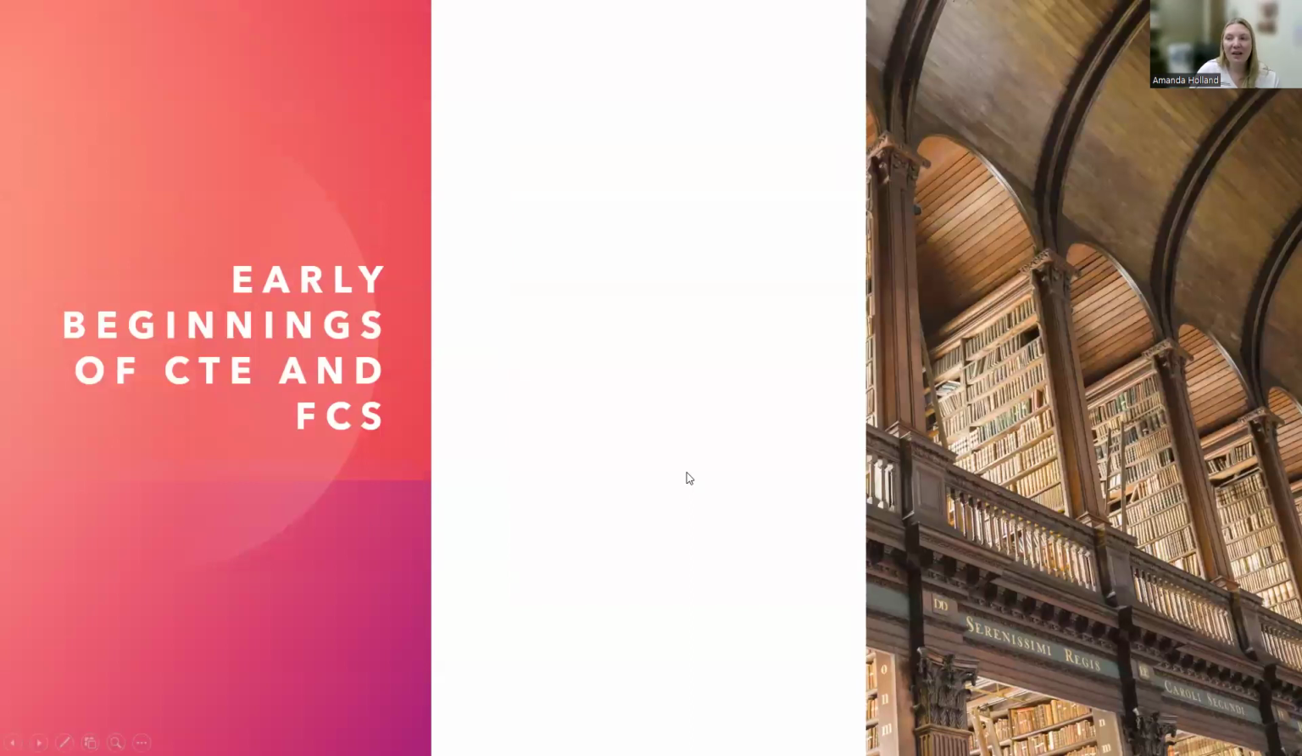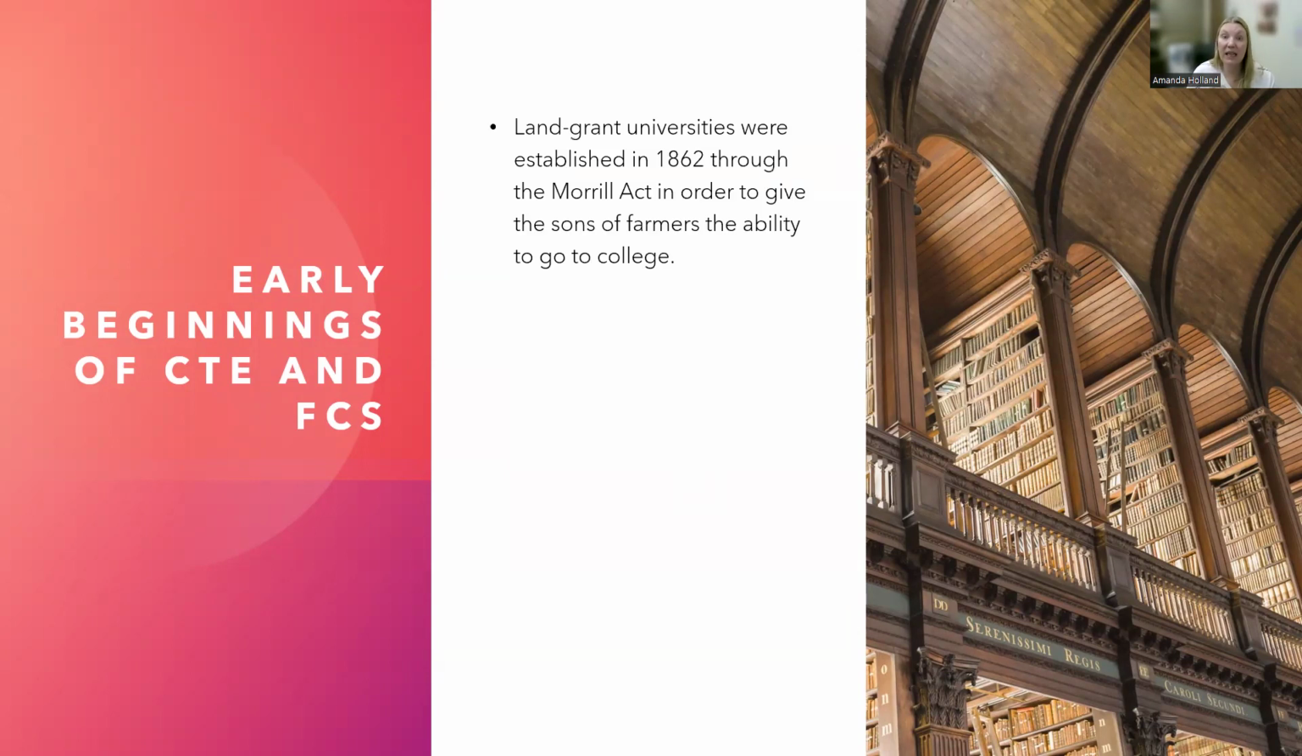Okay, so our early beginnings of career and technical education and family and consumer sciences were really rooted in land-grant universities. They were established in 1862 through the Morrill Act in order to give sons of farmers the ability to go to college. As we know, in the 1860s, college was not available for most students at all. It was expensive, and generally speaking it was for white rich men. So we had to create a system where other people could have the privilege of going to college as well. So the land grant universities were established.